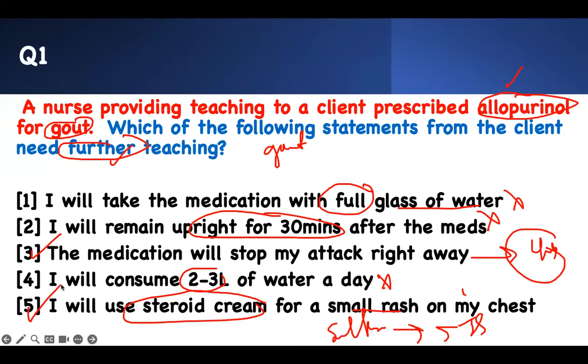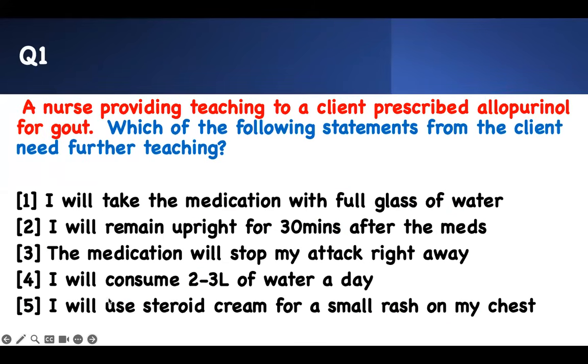So, full glass of water is good. Upright 30 minutes is good. Consuming 2 to 3 liters of water a day is good, but it does not take your symptoms away right away. It's not for an acute problem. And then steroid cream for a small rash on the chest, that's bad. That's Stevens-Johnson. So 3 and 5 need further teaching. So number 1 is out.